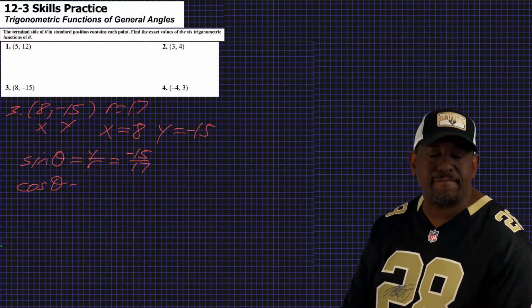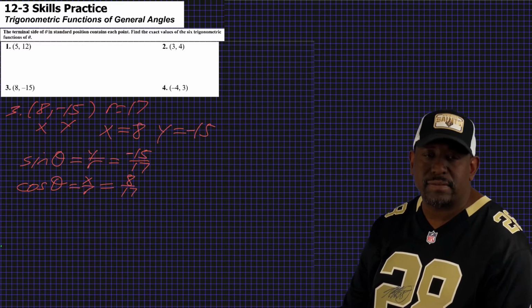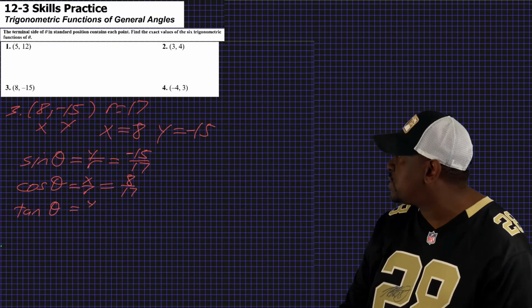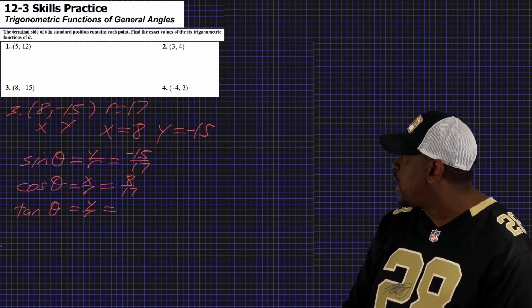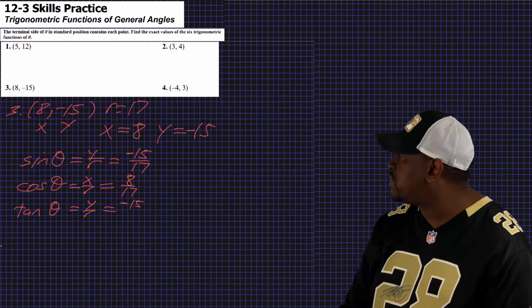Cosine theta is what? It's x over r, correct. We substitute those values, we'll have 8 over 17. Now we look for tangent. Tangent is y over x. We substitute that in, and we will have negative 15 over 8. That will be our tangent value.